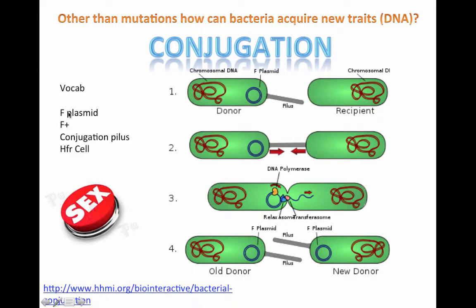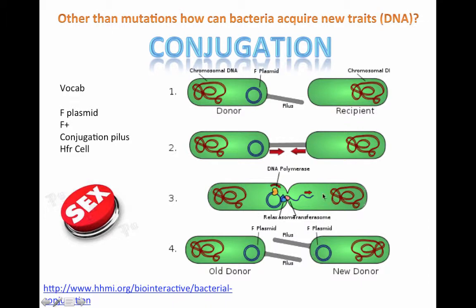Here's a vocabulary associated with conjugation: F plasmid, F plus, a conjugation pilus. And a high frequency of recombination cell is a special instance where, you can watch it in the movie, but it's a special instance where this plasmid isn't the only thing to go to the recipient cell. There can be special instances where another trait allows the genomic DNA to be copied as well.